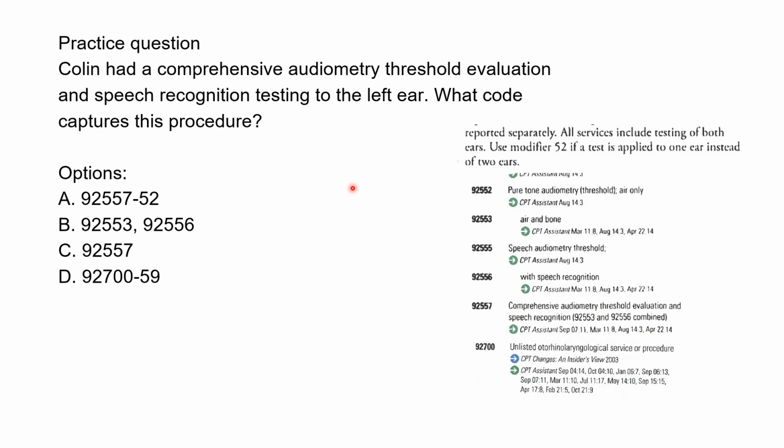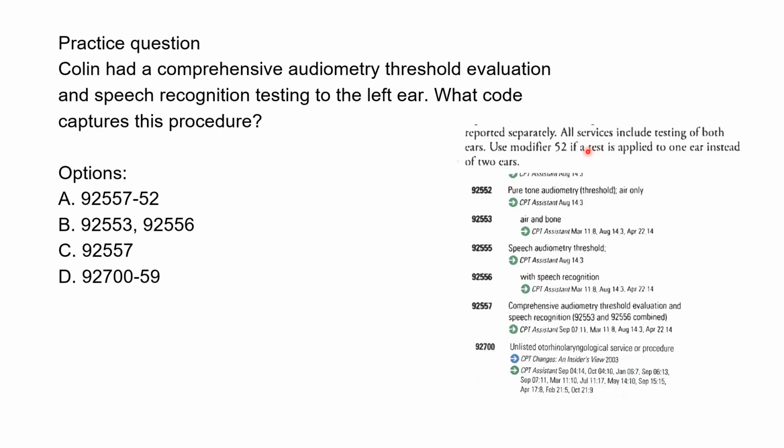Colin had a comprehensive audiometry threshold evaluation and speech recognition testing to the left ear. What code captures this procedure? So we have the speech audiometry threshold recognition, and this is for the comprehensive audiometry threshold evaluation and speech recognition. So we have a code for the comprehensive audiometry. 92700 is an unlisted procedure. This is a listed procedure. We have a separate code. So we are going to use the code 92557.